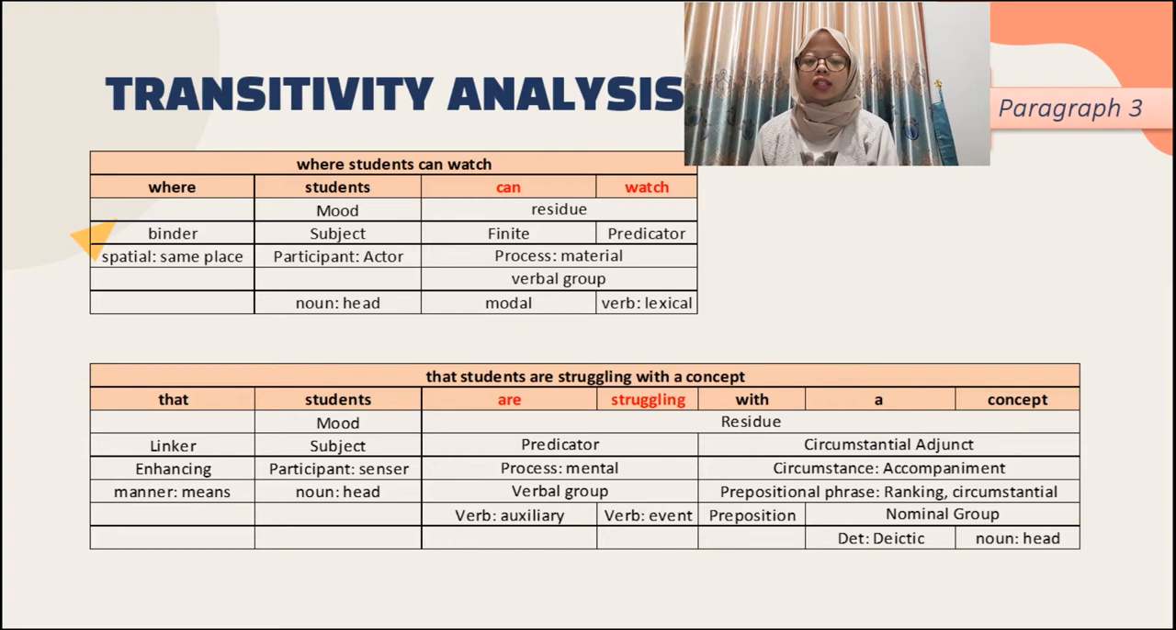The second clause is "that students are struggling with a concept." That is a linker. It is enhancing and divided as manner, means, and the students is the mood subject, and it is the participant. The participant is a sensor, and students is a noun, and the residue is "are struggling with a concept." "Are struggling" is the predicator, and the process of this clause is mental. It is a verbal group because it consists of a verb auxiliary and a verb event. And the circumstantial adjunct is "with a concept."